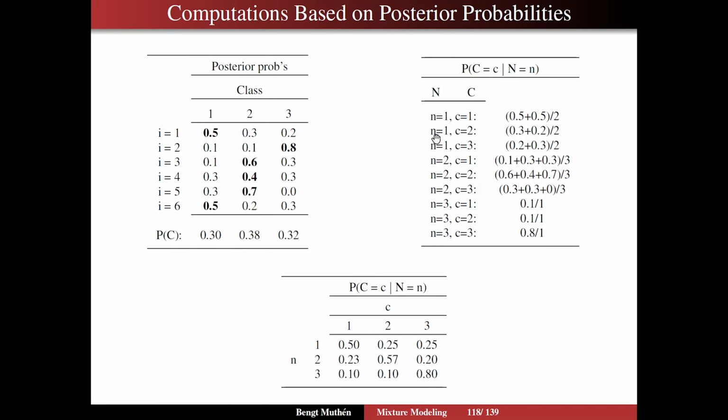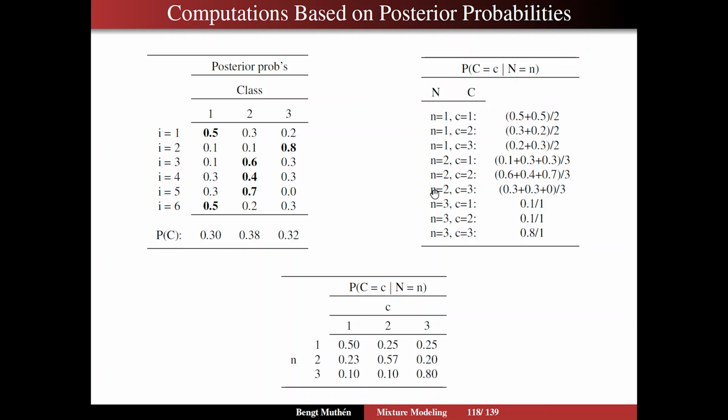For the people who have n equals 1 as the most likely class, namely individual 1 and 6, what's the probability for c equals 2? Well, then you look at the c equals 2 column for those individuals, 0.3 and 0.2, and take the average of those two. For c equals 3 for the same people, being in the third column, the probability is 0.2 for individual 1 and 0.3 for individual 6. So you put that into the average over the two.